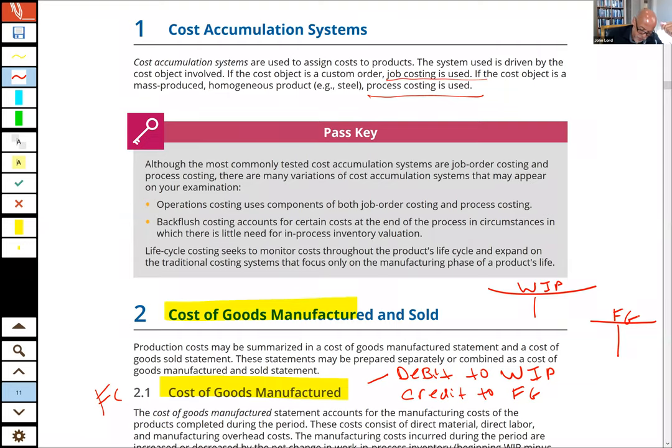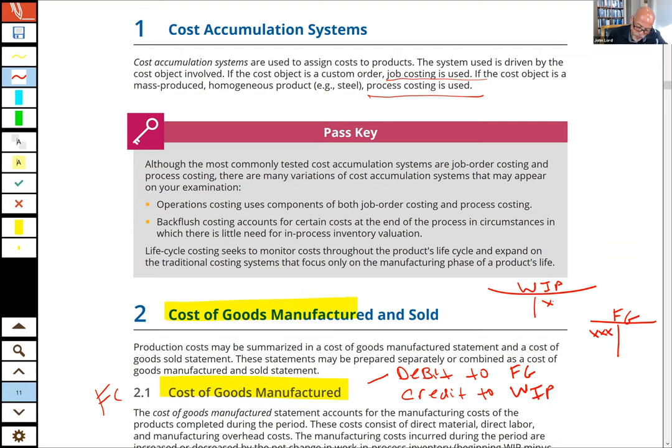Really? Really, John? Damn, I hate when I do those kinds of things. And it bothers me because I've been studying accounting for 40 years, so it may take me a little bit longer to figure this out. Okay, so it is a debit to finished goods, a credit to work in process.